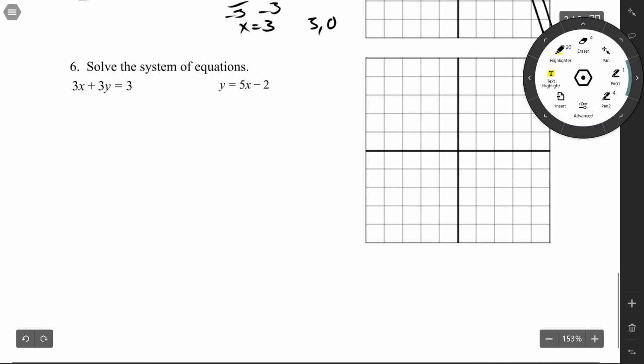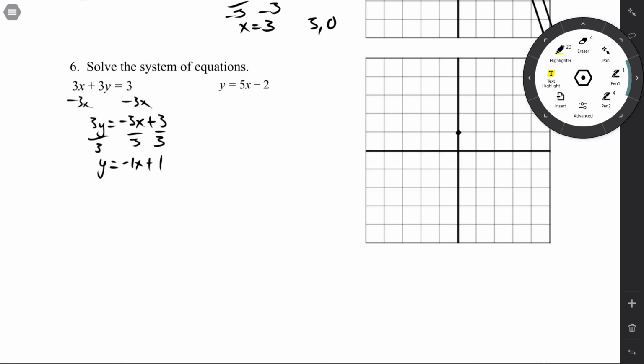All right, and the final one here. This one actually, I think, is going to be pretty clean as well. So I'm going to subtract 3x from both sides. So we get 3y equals negative 3x plus 3. Divide everything by 3. That would give us y equals negative 1x plus 1, negative x plus 1. We'll graph this one with a slope of negative 1. Something that looks kind of like that.